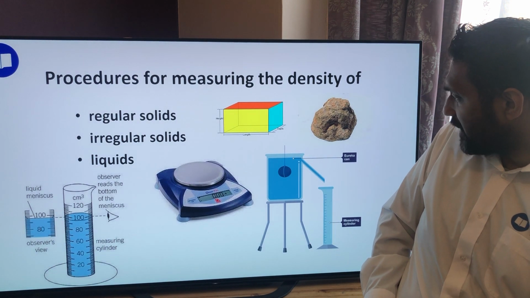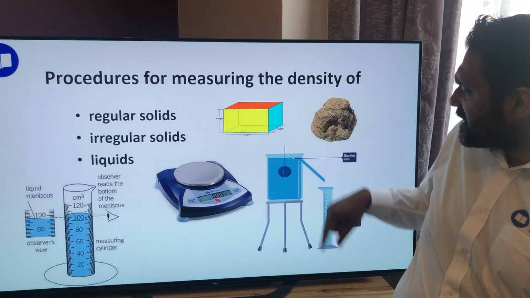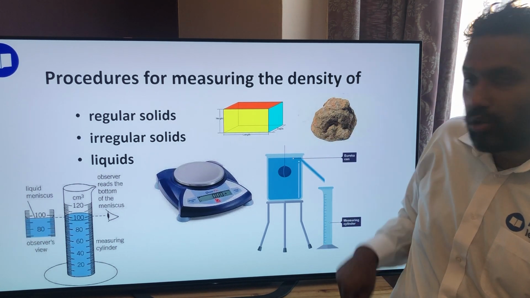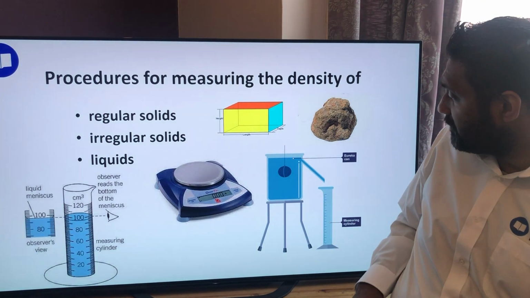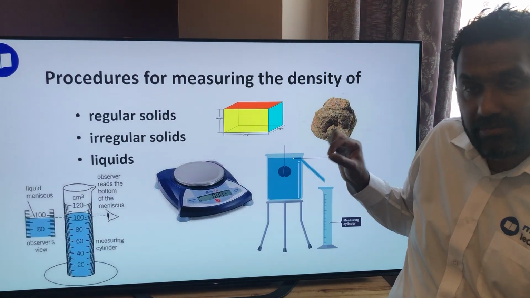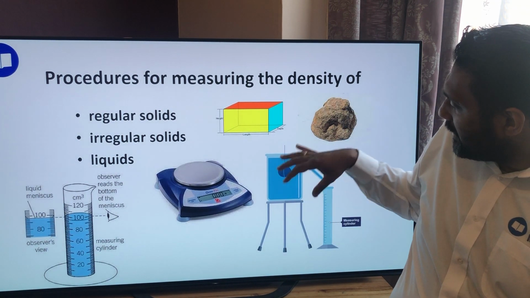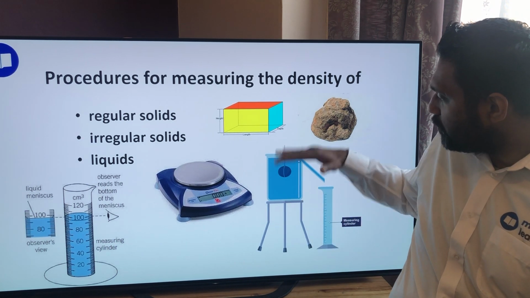The irregular object then, how do I do that? Well, here is my displacement can or my Eureka can. You get your irregular object like your rock, which hasn't got a shape that you could measure the volume of. And with a very thin thread, piece of string, because you don't want to make the results inaccurate, you place it into the displacement can. But before you do that, you need to fill up the displacement can full of water.